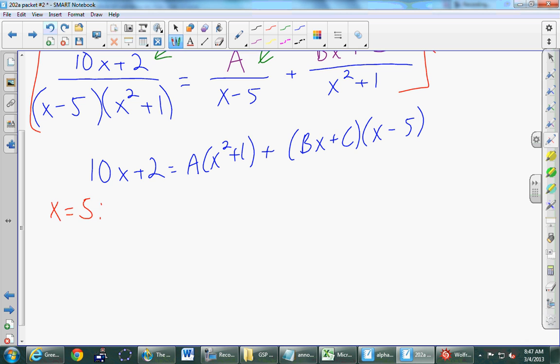So all of the x's become 5s. So on the left-hand side, 52 equals, on the right-hand side, how many A's? 26 A's. Plus, that x over there is also 5. So this is going to get kind of messy here. We've got 5B plus C, but then something very good happens, times 0.